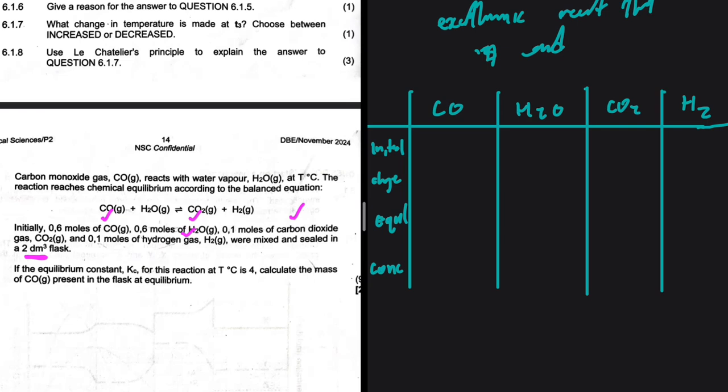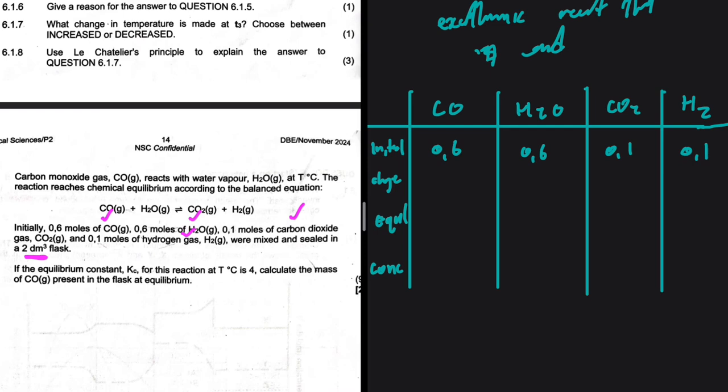So the number of moles of carbon monoxide that I start with is 0.6. H2O 0.6. Carbon dioxide 0.1. H2 0.1. Our Kc is greater than 1. It is 4 actually, way greater than 1. So the forward reaction needs to have been favored in order for the Kc to be close to 4. That is the first thing that we have to see.